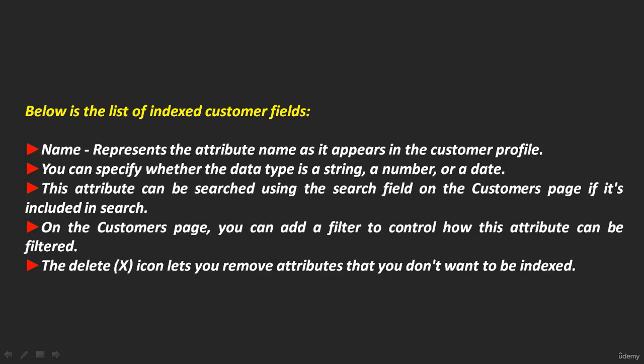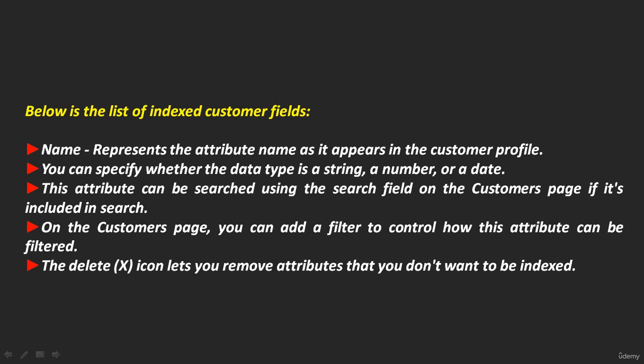According to the name, it represents the attribute name as it appears in the customer profile. You can specify whether the data type is a string, a number or a date. The attribute can be searched using the search field on the customer page if it's included in search. On the customer's page, you can add a filter to control how this attribute can be filtered. The delete icon lets you remove attributes that you don't want to be indexed here.